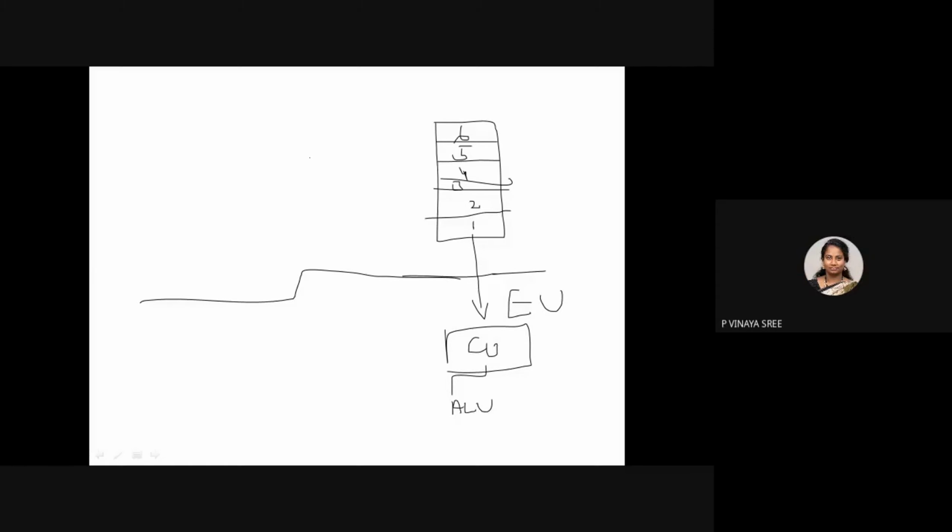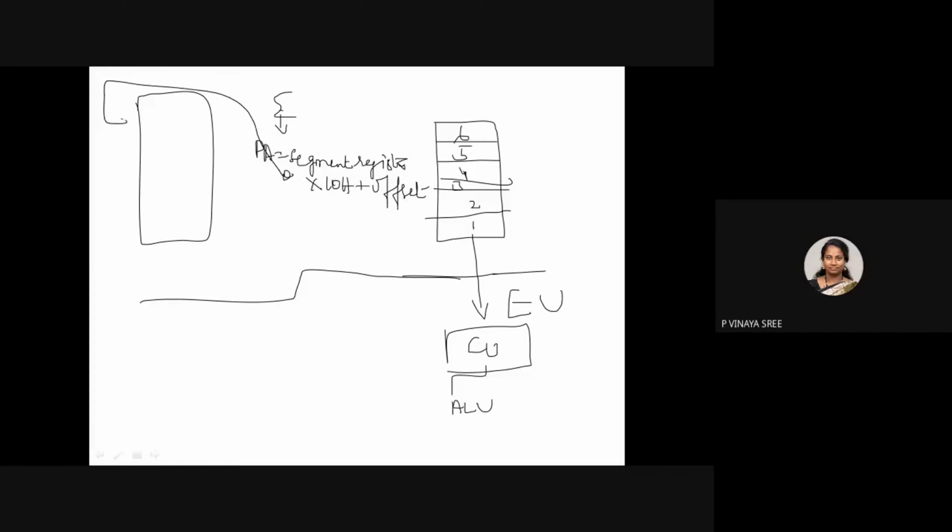Okay. So for that, see here, this is your memory location. It is calculating the physical address by a formula. How is it calculating a physical address? Physical address equals segment register into 10H plus offset register. After calculating, it goes to that location and fetches.